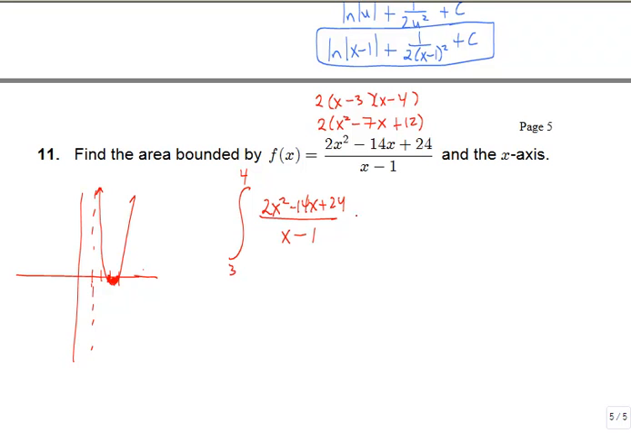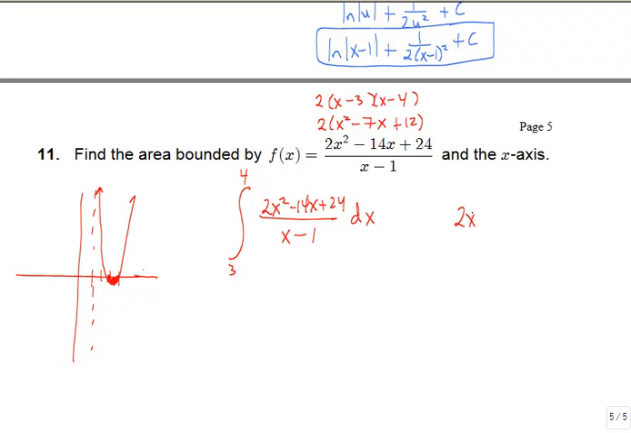We see a fraction, but it's not stuff prime over stuff, because the derivative of the bottom would be just a 1, and we have way more than that on top. So a couple of things you might consider doing. First of all, it is a polynomial over a polynomial, which means it's a rational function, which means you can do a little bit of long division to convert this into something hopefully simpler. So let's try some long division.